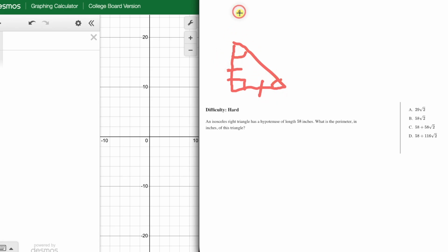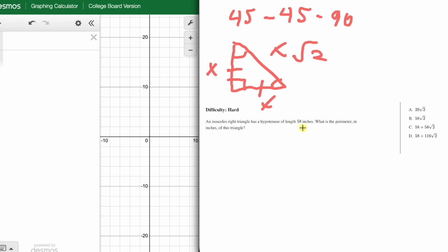So this is a 45, 45, 90 triangle, which is a special right triangle where you already know the values of the sides. The values of the sides are shown on the SAT reference sheet: x, x, and x square root of 2. So you don't need to memorize it, but you need to be able to recognize when to use it. Here, x square root of 2 is the hypotenuse, and the problem gives you the hypotenuse equals 58 inches. So x square root of 2 is equal to 58. This is one equation we use to solve.